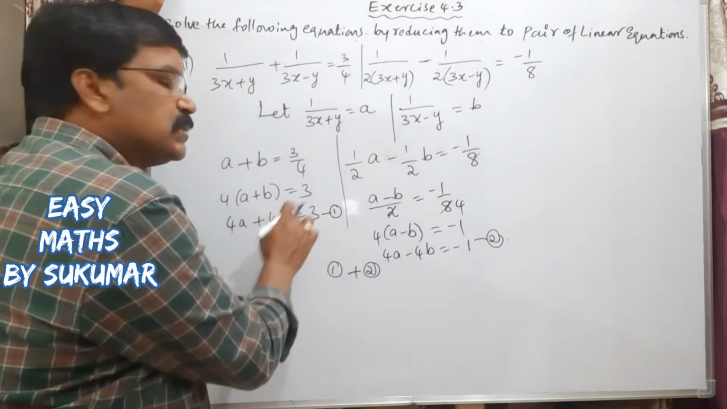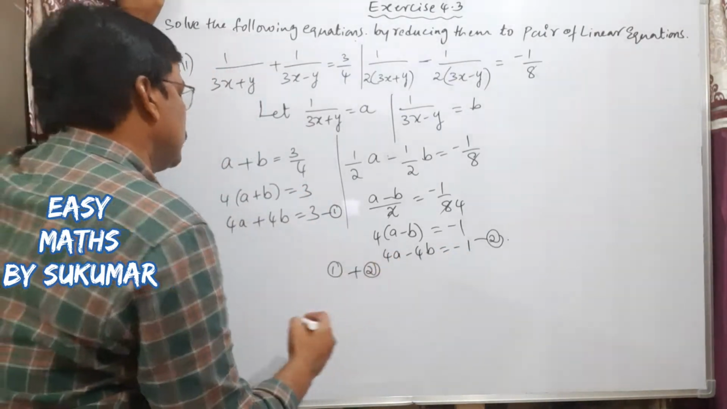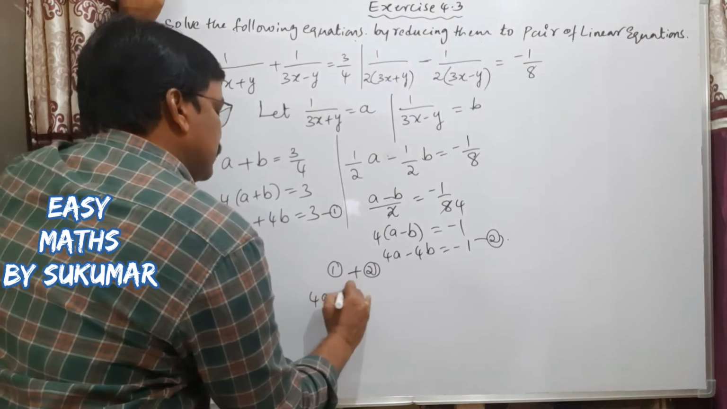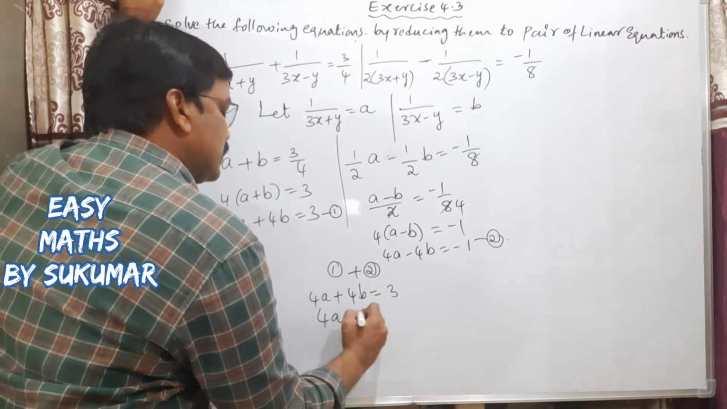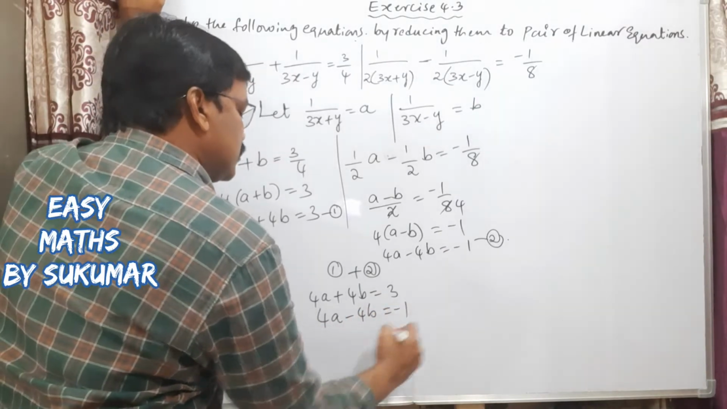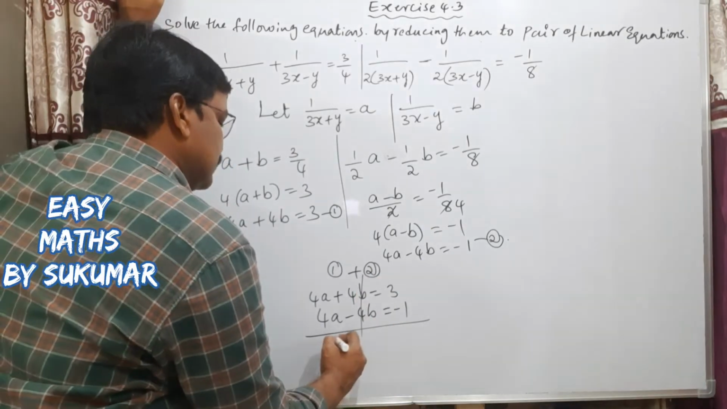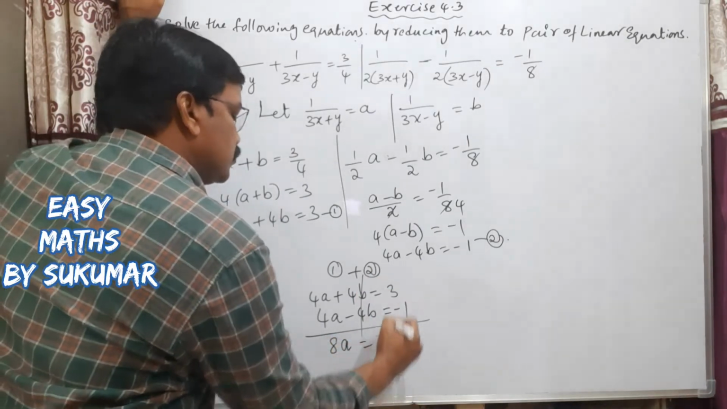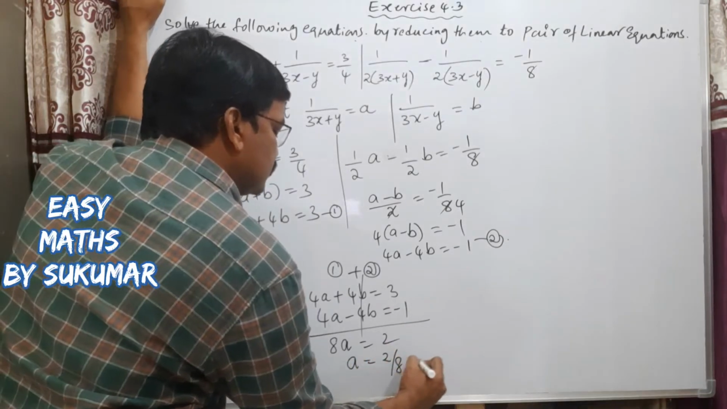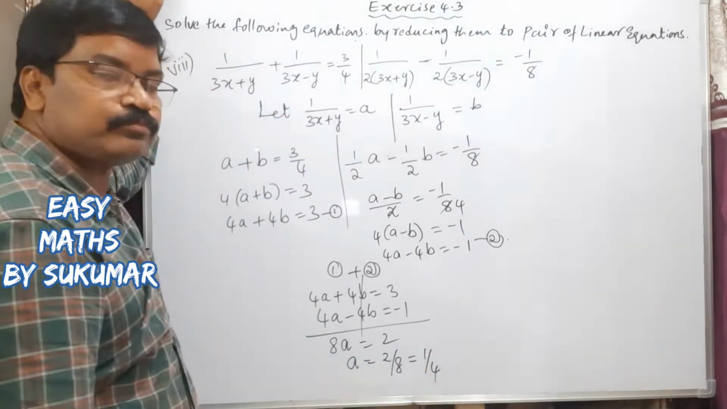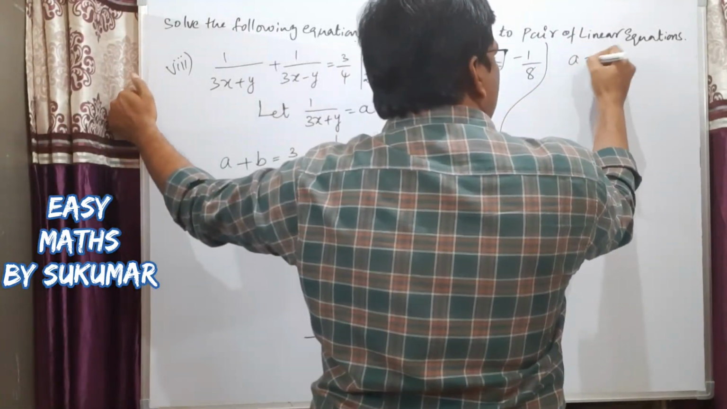4a plus 4b is equal to 3 and 4a minus 4b is equal to minus 1. Just by adding the two equations, these two will get cancelled. So 8a is equal to 3 minus 1, which is 2. So a is equal to 2 by 8, that is equal to 1 by 4. So my dear students, the value of a is 1 by 4.